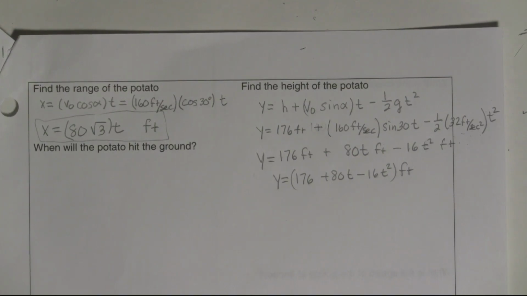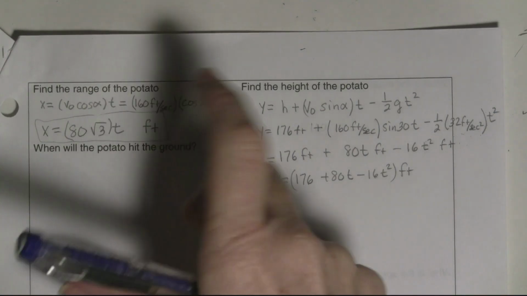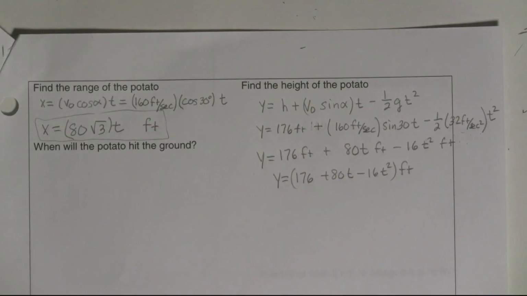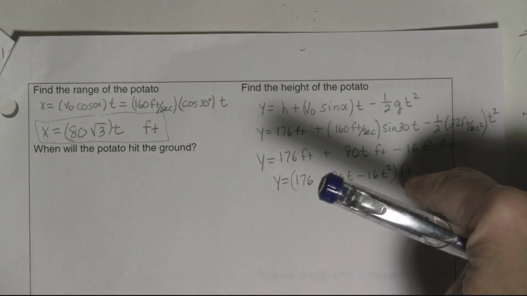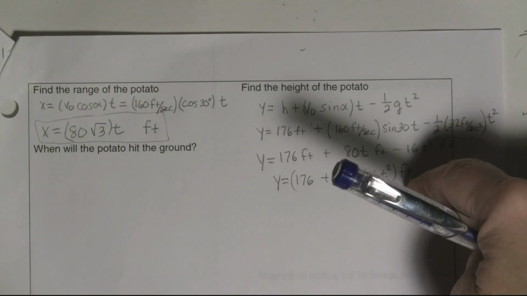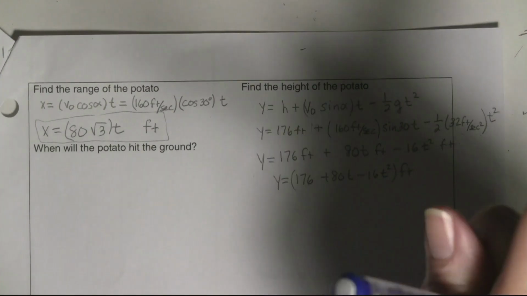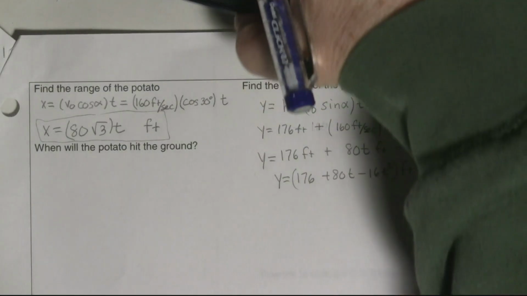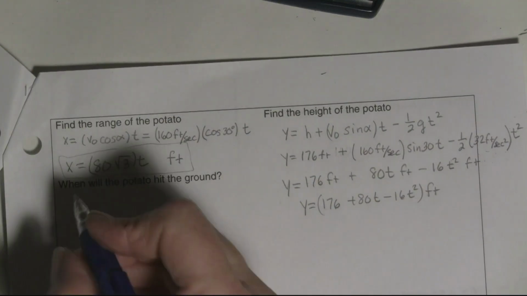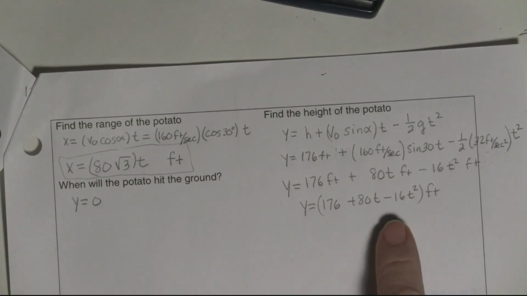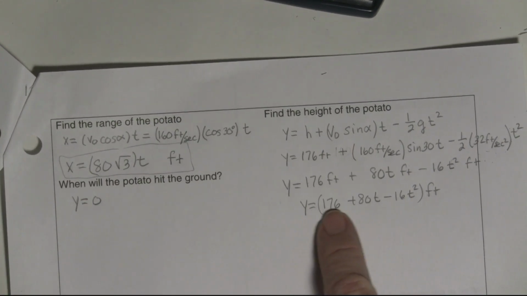Do you know how far the potato would be away from the starting position when it hits the ground? And the answer is no. Do you know how high the potato is off the ground when it's hitting the ground? And the answer is yes, you do. And so when it hits the ground is when y is equal to 0. So I'm going to put that right here. So that happens when y equals 0. And I'm going to solve this equation right here.